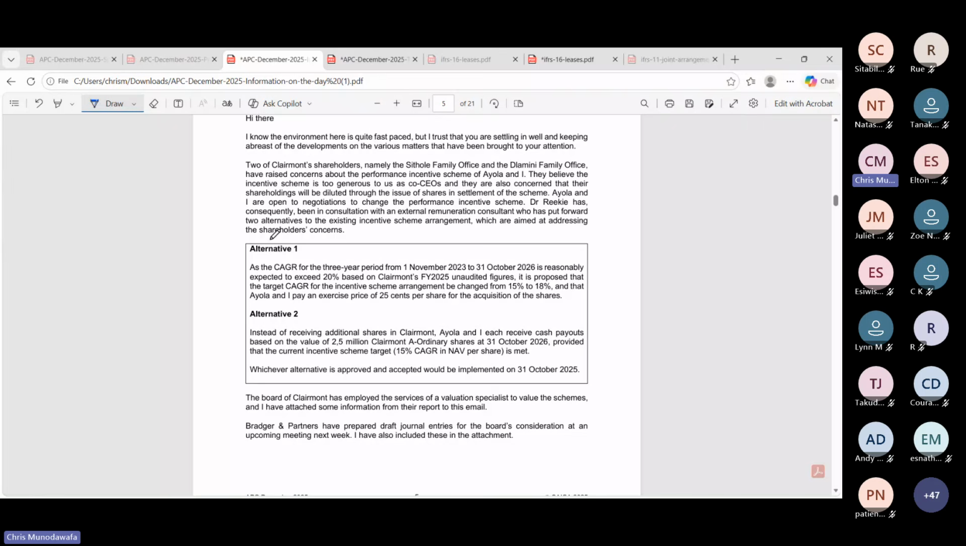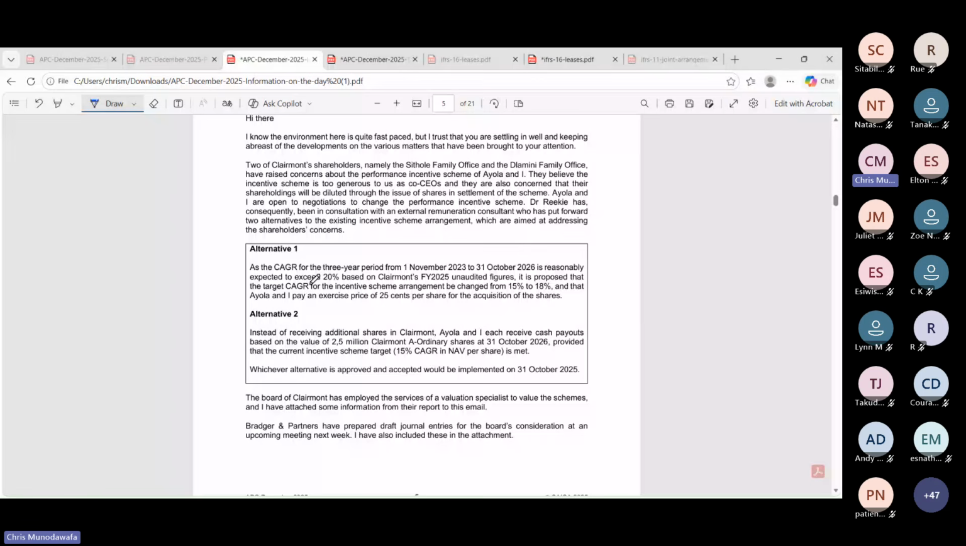So this is what is required here, team. As you are communicating, provide conclusions and recommendations for every matter, and also respond to all stakeholders mentioned. So please, note the stakeholders are worried. This one is reasonably expected to exceed 20%. Alternative 2: instead of receiving additional shares, we will receive cash out. We are happy with these 2 alternatives.